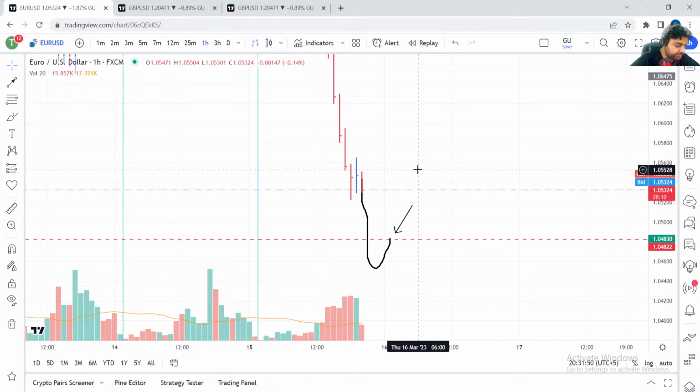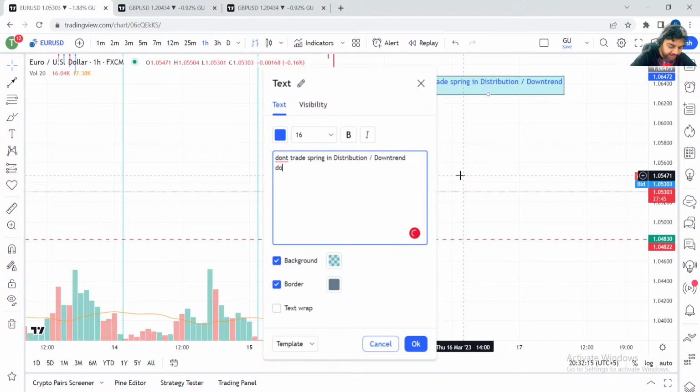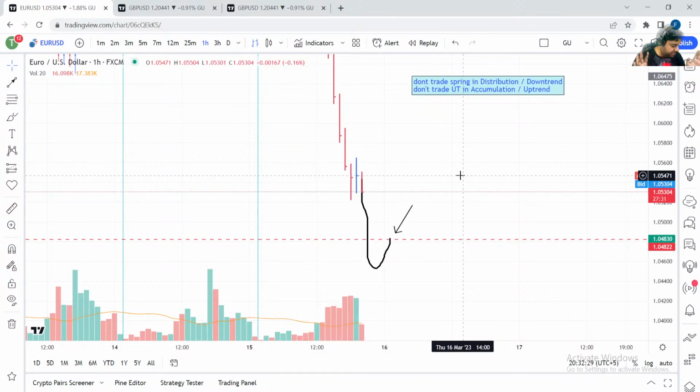Okay, so Prabir Roy ji, please don't trade springs in a distribution because they can be dangerous. Guys, always remember these rules. Okay, please remember these rules. Don't trade spring in distribution or in downtrend. In downtrend or in distribution, don't trade the springs. Don't trade upthrust in accumulation or in uptrend, because they can be dangerous. Guys, remember these two rules. Okay.